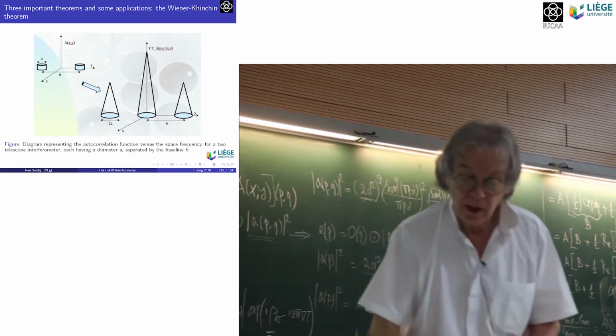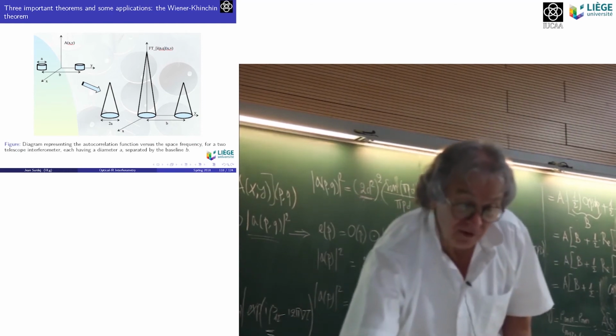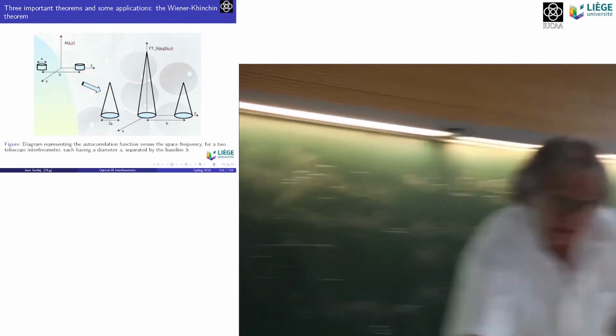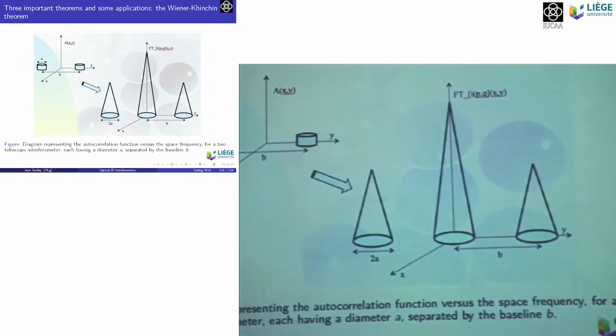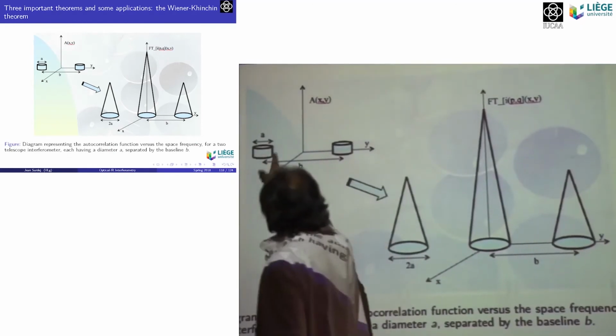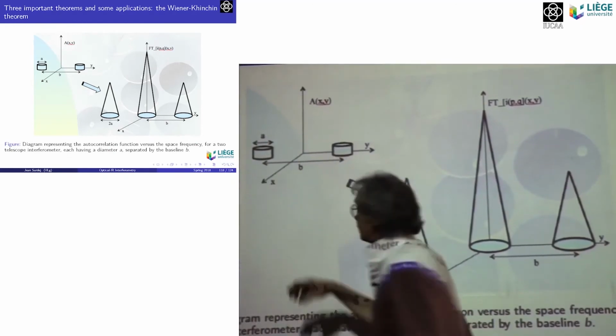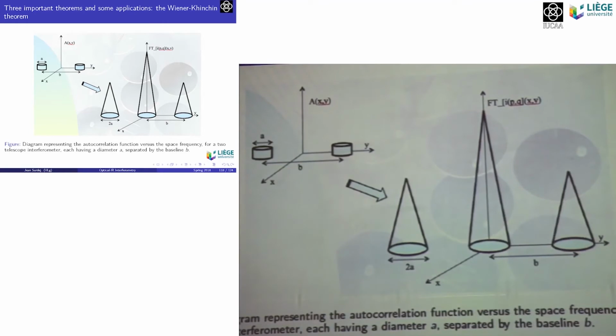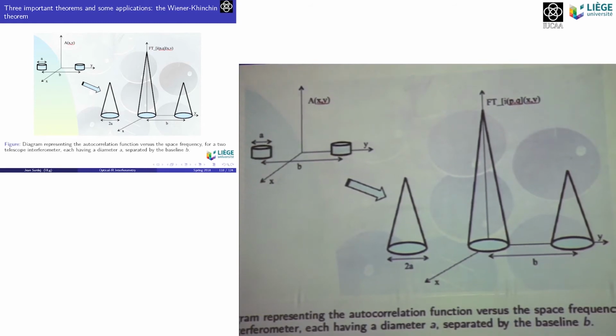So now, just as an illustration, let's assume that you have an interferometer composed of two circular apertures, no atmosphere, or you correct the effects of the atmosphere with adaptive optics. And you wonder, what is the Fourier transform of the response function of that instrument?